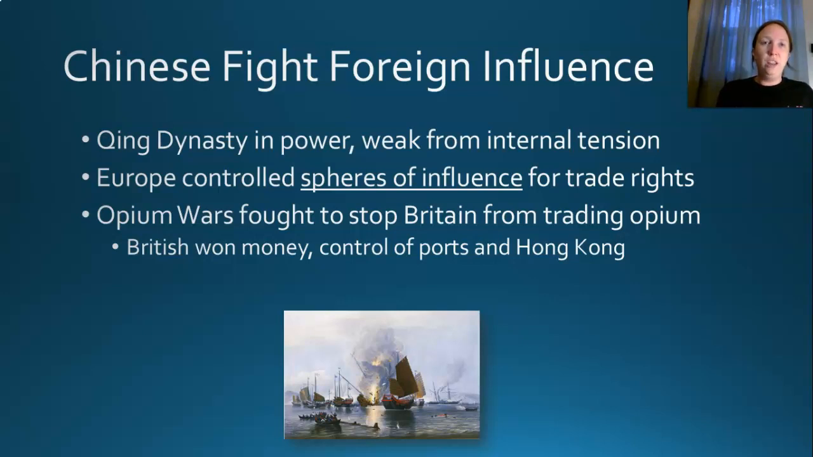Well, opium is a very addictive drug, and the Chinese started to realize very quickly that this was damaging their population. It was hurting society. And so the Opium Wars broke out as the Chinese tried to stop Britain from trading opium in China.